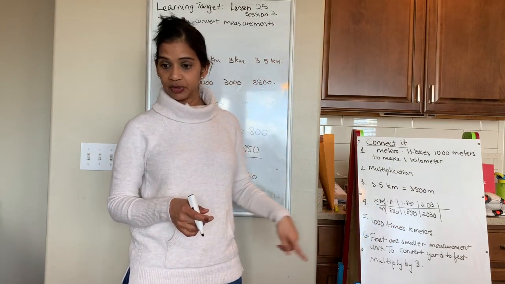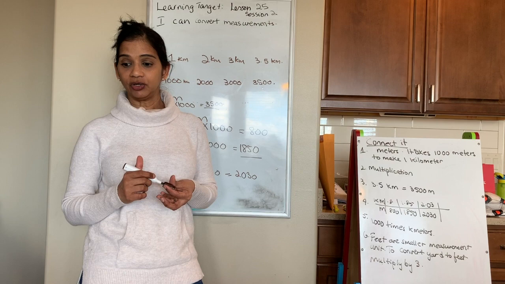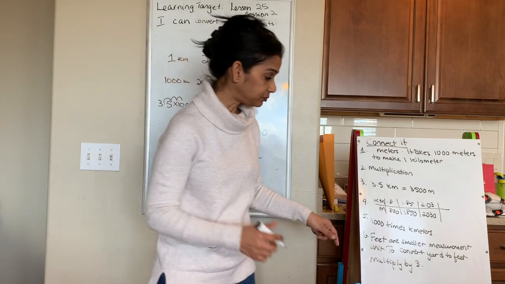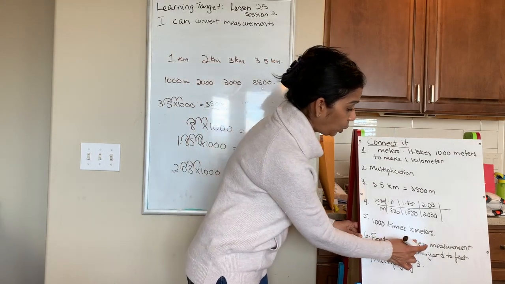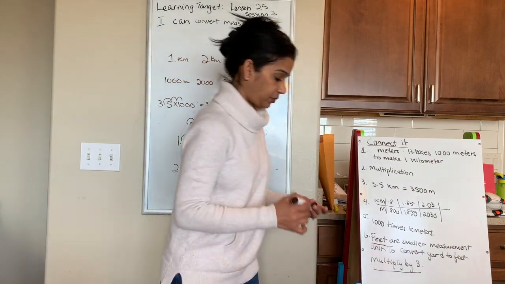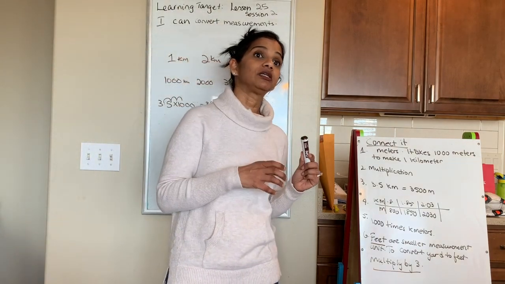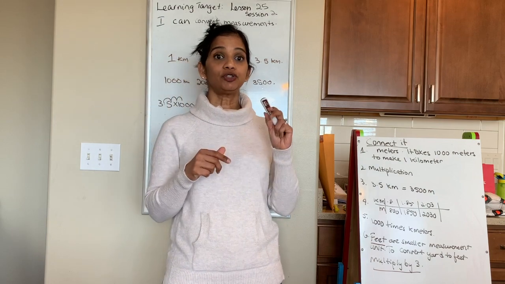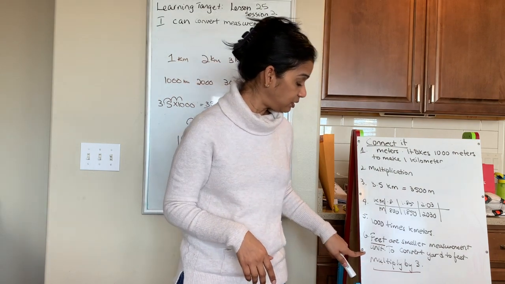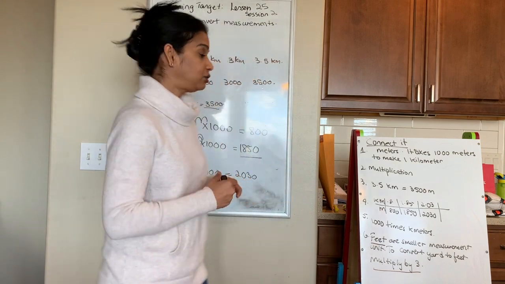Number six. There are 3 feet in 1 yard. Explain how you decide whether to multiply or divide by 3 if you need to convert yards into feet. Feet is a smaller measurement unit. To convert yards to feet, you multiply by 3, right? Because feet are the smaller measurement than a yard. So it takes 3 feet to make up 1 yard. So for every 3 feet, you have 1 yard. So if you want to be able to convert yards to feet, you have to multiply.